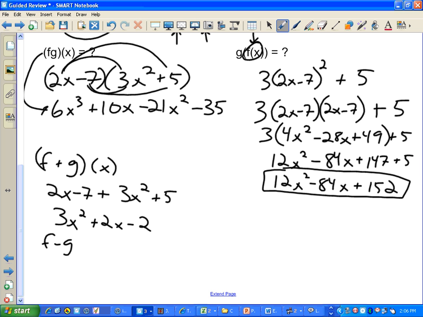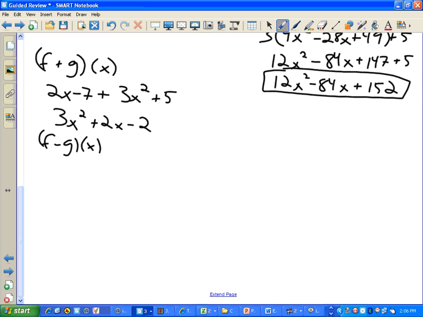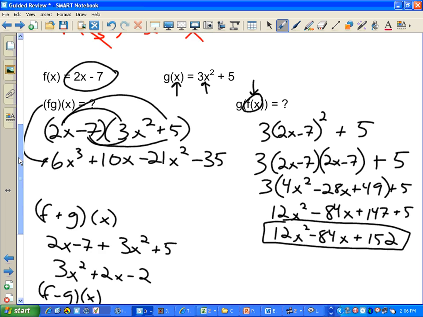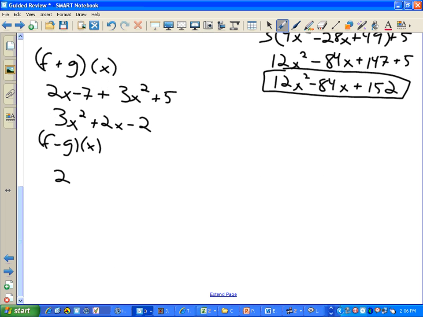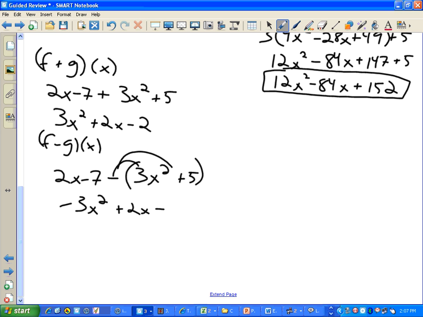Let's say I do f minus g of x. Take my f function, which was 2x minus 7. Subtract my entire g function. Make sure you're subtracting the whole thing and not just a piece. So I'm going to distribute this minus sign. Negative 3x squared plus 2x minus 12. Switching it there.